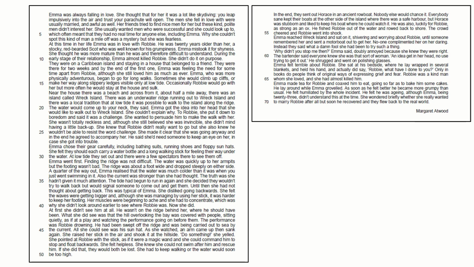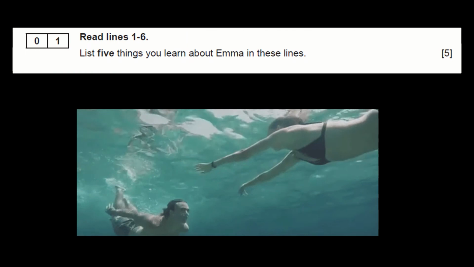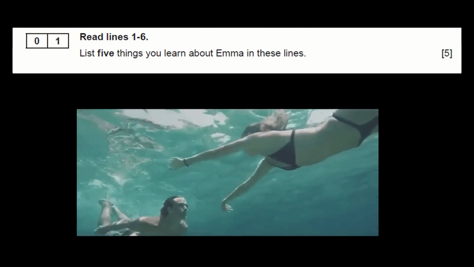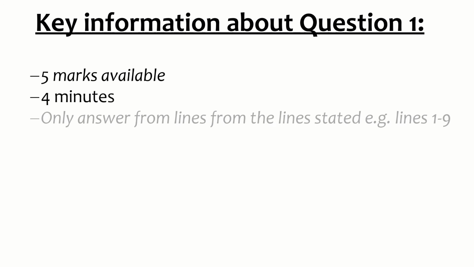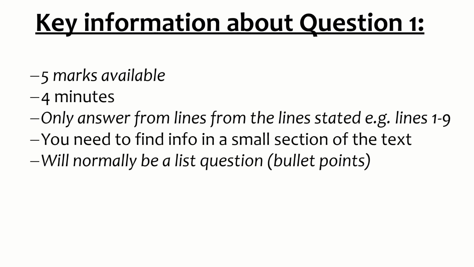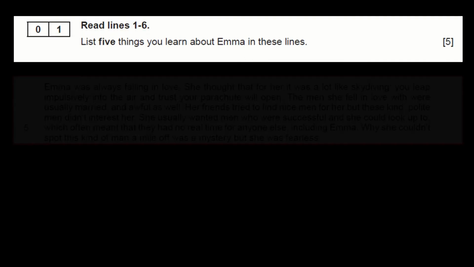It was about a page and a half, but you only had to read the first sort of third for the first two questions. The first question was list 5 things you learn about Emma in these lines. So remember, this question it's 5 marks. It should be a bullet point question. Okay, so you probably should have started each sentence with she or Emma. You don't need to do a PE, but try to write a full sentence.